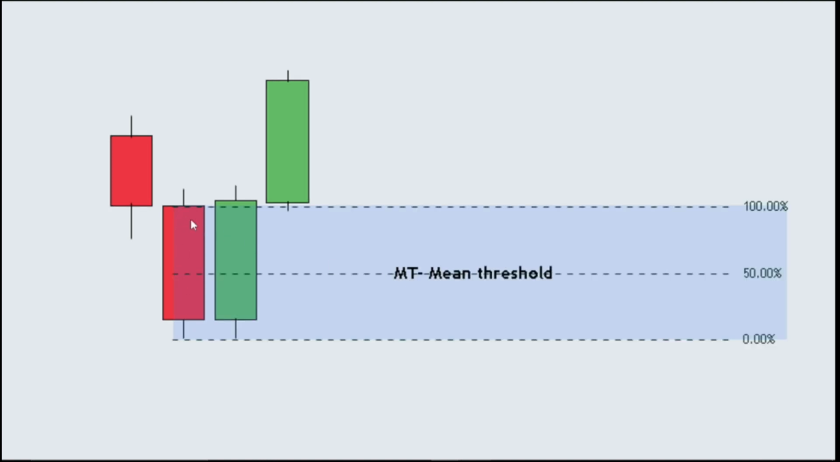If we take our Fibonacci and drag it from the top to the bottom of our order block, if we highlight the 50%, we will have what is called a mean threshold, which is the equilibrium of the order block. So the equilibrium of the order block is called the mean threshold.